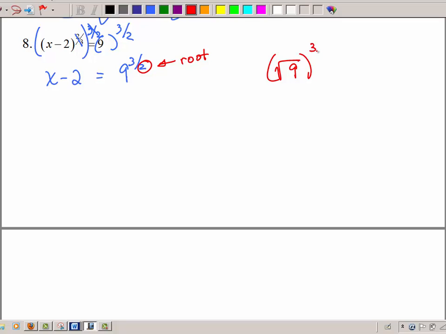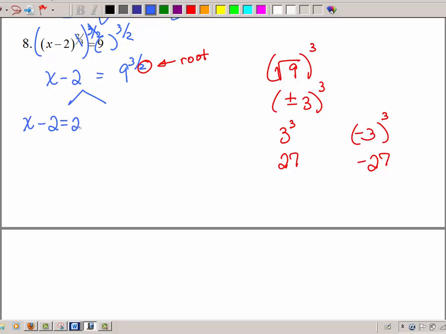Here's the tricky part. When you put in a square root sign that wasn't there, you have to remember to put that plus or minus sign. So we have 3 cubed, which is 27, but we also have negative 3 cubed, which is negative 27. Because of that, we now have two separate equations. x minus 2 equals positive 27, and x minus 2 equals negative 27. That's the tricky part. So I'm going to add 2 and get 29, and I'm going to add 2 and get negative 25. And I need to check.